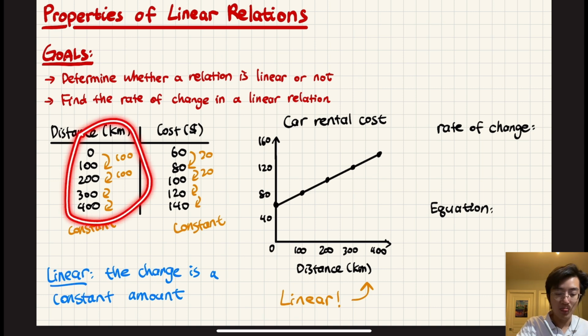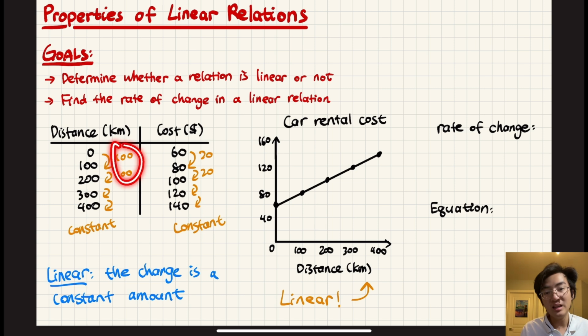As you can see here, the distance goes up by 100 each time, and the cost goes up by 20 each time. Even though the changes are different, as long as the change is constant for both variables, it is considered linear. Now you might wonder, what if I want to go 500 kilometers? It's not a data point, it's not on the graph, so what can we do?